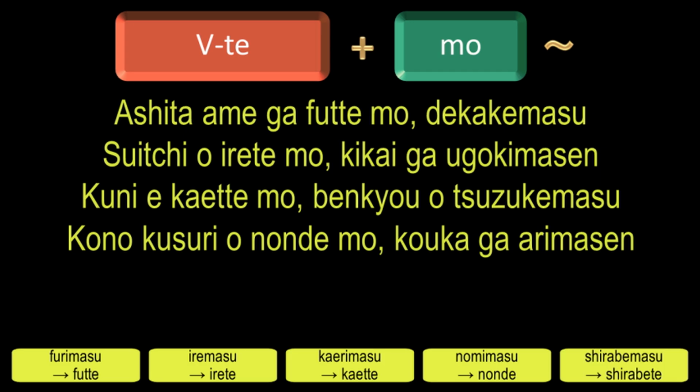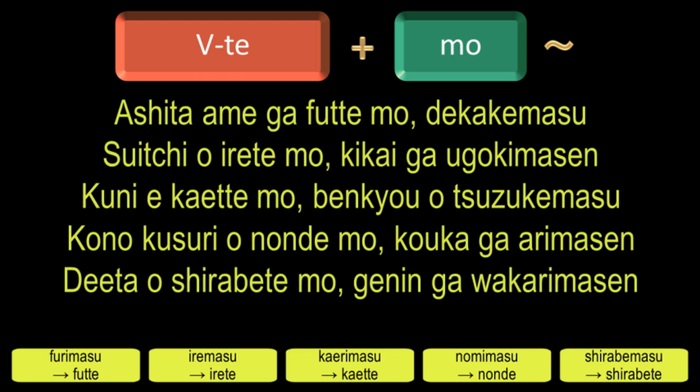The verb shirabemas means to check up or investigate. Its te form is shirabete, and by adding mo, we will get the expression shirabete mo, which means even though I check. And to say even though I check the data, I don't understand the cause, in Japanese, it will be data o shirabete mo genin ga wakarimasen.